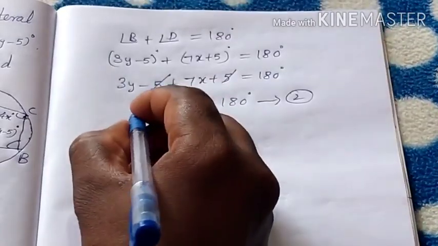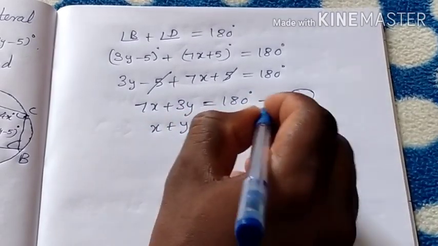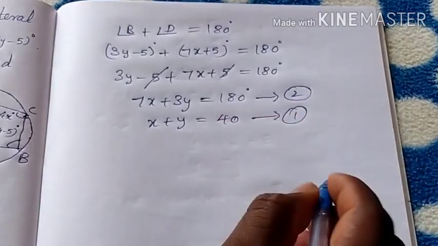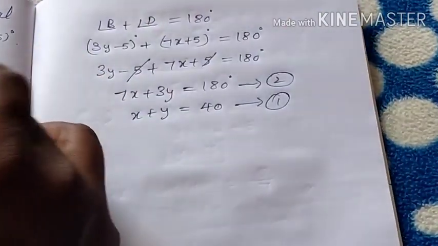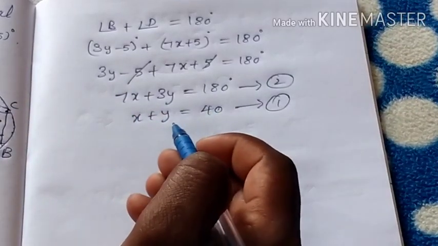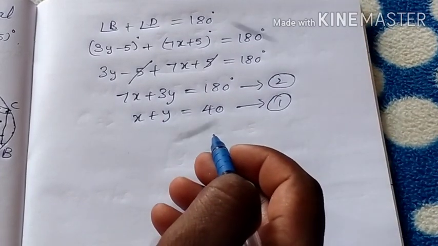Okay, so once again I can write the first equation, x plus y equal to 40. Okay, this is your first equation. Okay, your question is find the 4 angles. Find the 4 angles is your question. That means find the value of A, B, C, D. Okay.